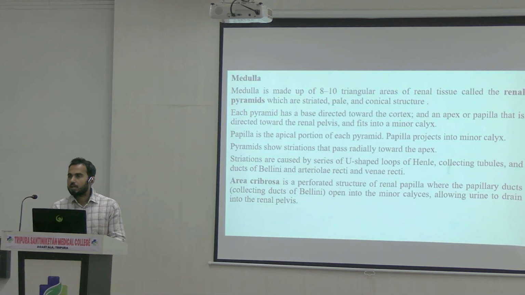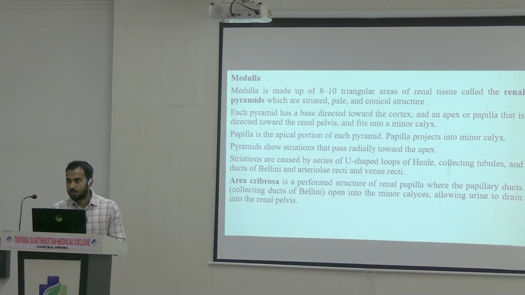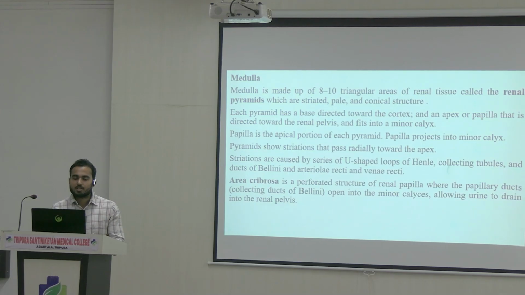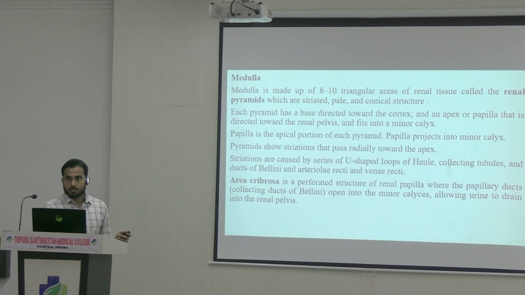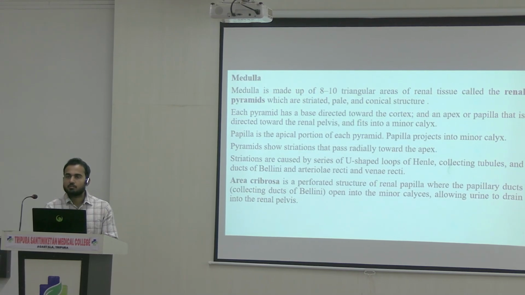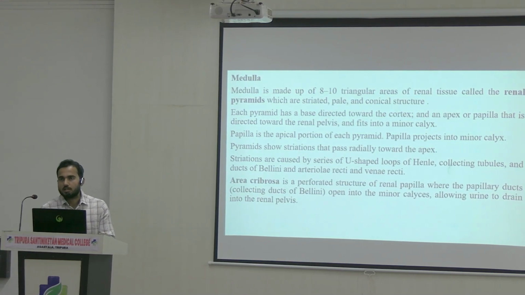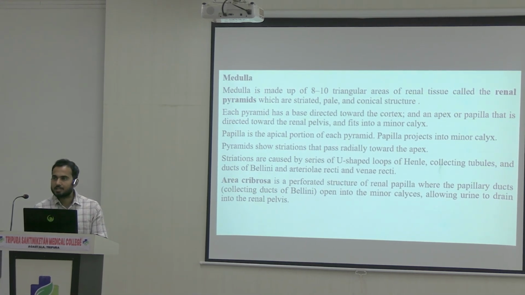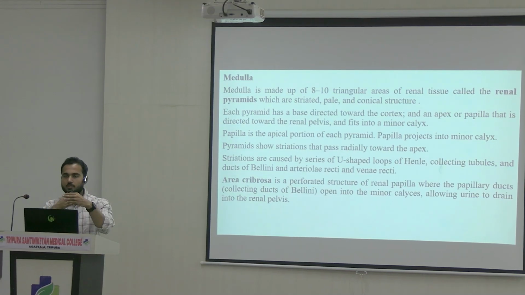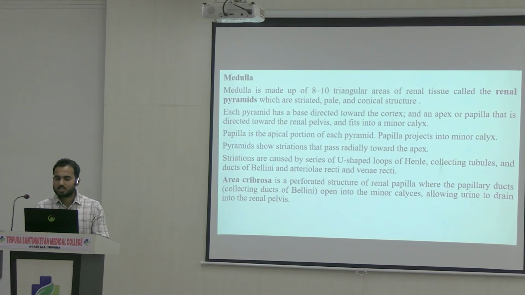Now if you see the medulla, it is made up of what? It is made up of 8 to 10 medullary pyramids. Now what are those medullary pyramids? These are triangular areas of the renal tissue, which are striated, pale and conical structures. So if you concentrate on the medullary area, first you can see 8 to 10 pyramids. Now these particular pyramids are conical in shape. That means they will have one apex and one base. And if you see that particular pyramid, they are striated.